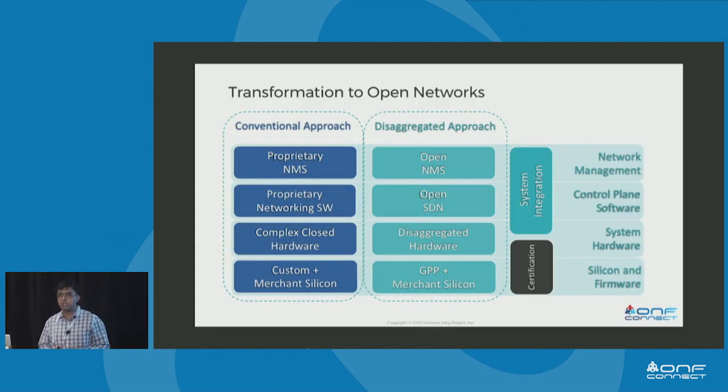I wanted to talk a little bit about the TIP and ONF collaboration that Timon mentioned right at the outset. If you think about the approach that operators have taken so far, everybody looks at the existing network architecture today. This is really a proprietary NMS, proprietary networking stack, complex closed hardware based on special ASICs, working with custom or potentially a mix of custom and merchant silicon. The world that most of the operators want to move to is really a disaggregated approach, enabling open NMS to come in, working along with open SDN, and ultimately looking at disaggregated hardware that works with general purpose processors. That's the ultimate goal, right? That's the shift that all of the operators need to make.